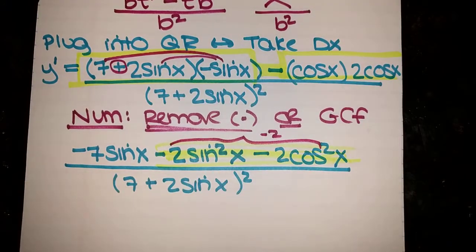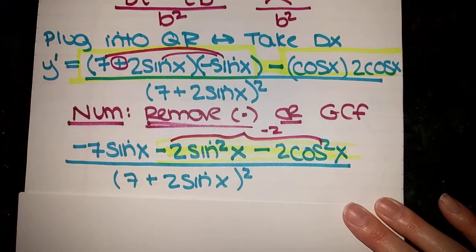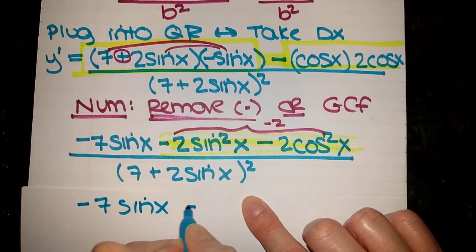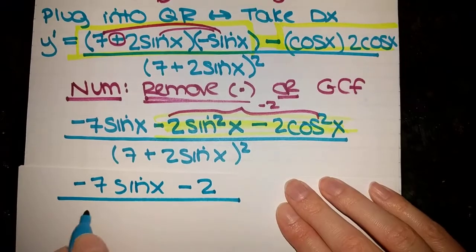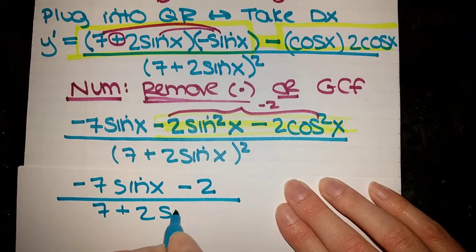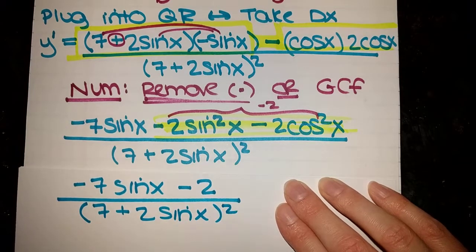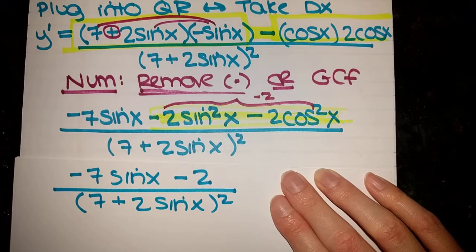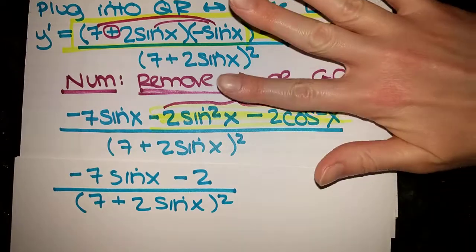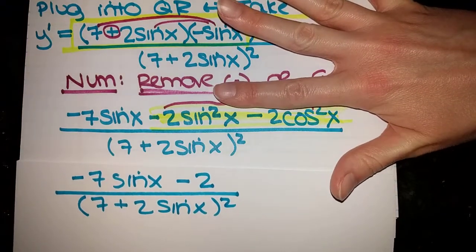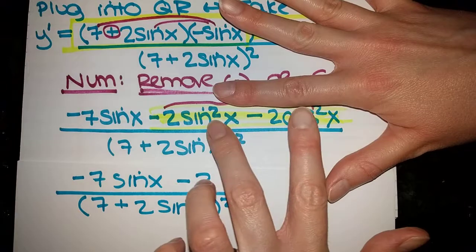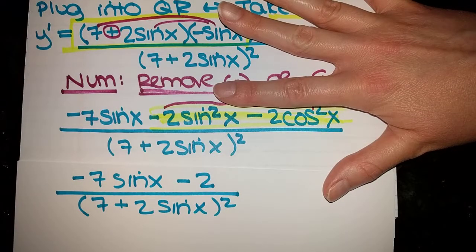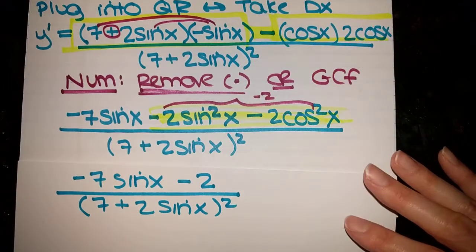So our new simplification is going to be negative 7 sine x minus 2, all over 7 plus 2 sine x, quantity squared. And at that point, you would just have to stop the boat because there isn't any other simplification to do. So if you had stopped up here, that would be fine for the test and everything. But I do want to mention, when you see those squares, sine squared and cosine squared, start thinking about the Pythagorean identity because there might be some sort of Pythagorean identity in there.